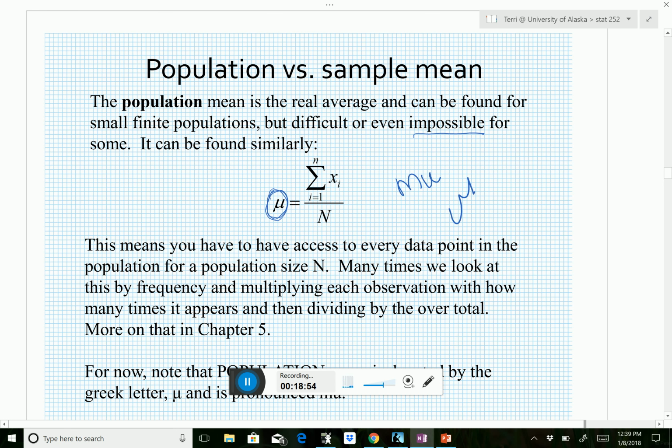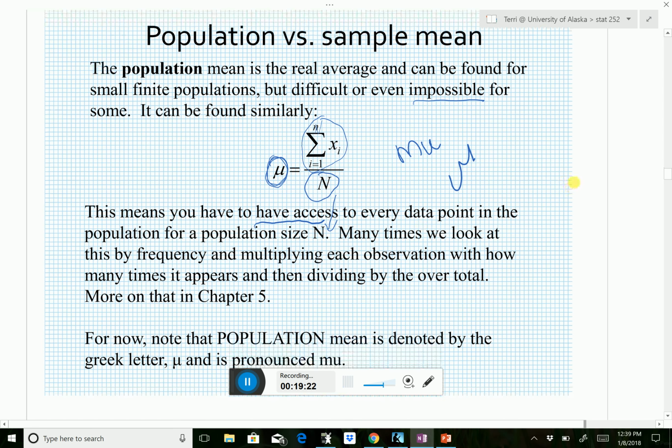And that's how I draw it. You can draw that like this. You get used to it. If you can't do it, just write an M. It's okay, I'll know what you mean. And it is the sum of all the data, with a capital N up here, divided by big N, big N being the population size. But like I said, you have to have access to every data point in the population.